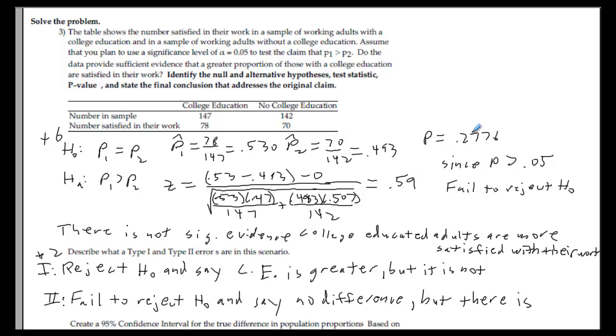So obviously this p-value of 0.2776 is bigger than 0.05. Fail to reject. There's not significant evidence college-educated adults are more satisfied with their work.